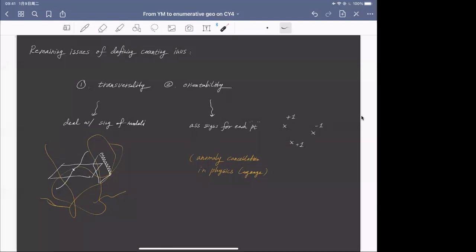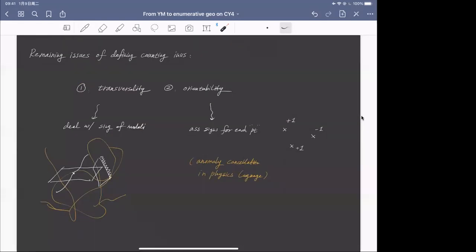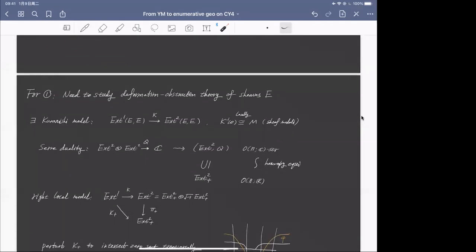This orientability issue in physics language is also called anomaly cancellation. Basically, you need to deal with the determinant line bundle of certain Dirac operators and show that the determinant line bundle is trivial. Okay, so let's go to the technical part, the first issue. Let me just give you an explanation of the rough idea of this.